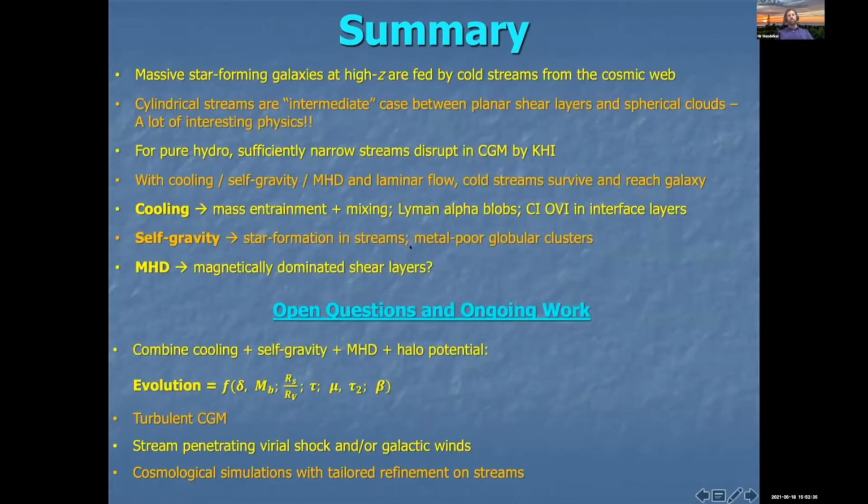massive star-forming galaxies at high redshift are fed by cold streams from the cosmic web. For pure hydro, sufficiently narrow streams are completely disrupted by the CGM through KHI, but cooling, self-gravity, and MHD basically lengthen the lifetimes of streams. Cooling leads to mass entrainment plus mixing, which might be consistent with Lyman alpha blobs. Self-gravity actually can induce star formation in the streams outside of dark matter halos, and may induce formation of metal-poor globular clusters in the CGM and the intracluster medium.